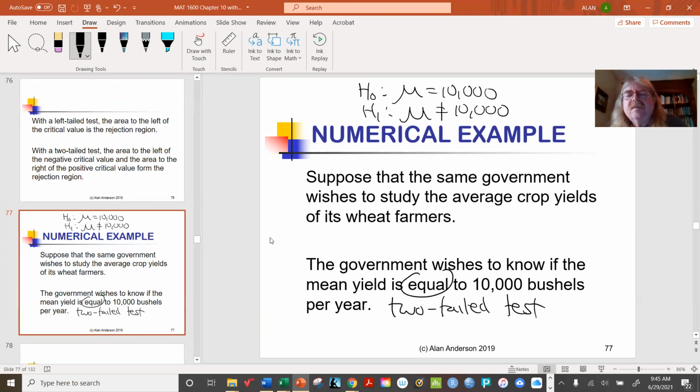So again, that part depends on the way the question is worded. I try to always make these questions as clear as possible, but you may have to interpret a little bit. You want to make sure you know which one you're dealing with: left, right, or two-tailed. Otherwise, you cannot get the right answer.